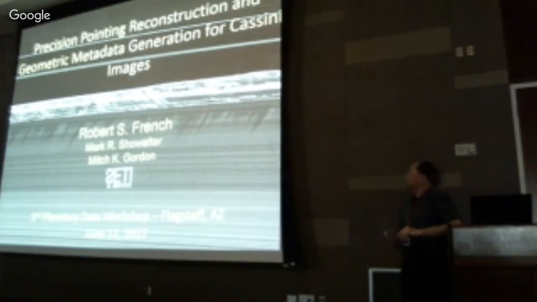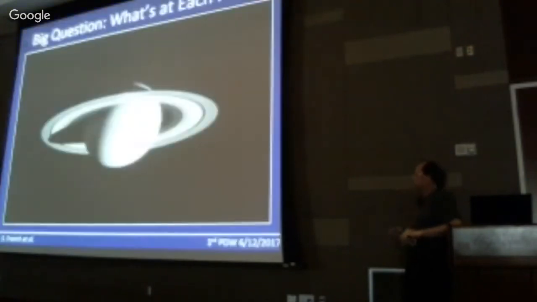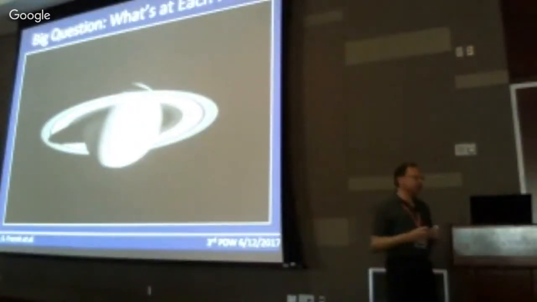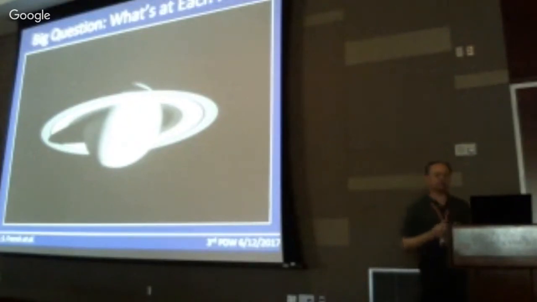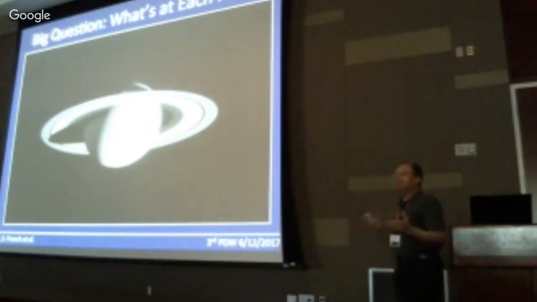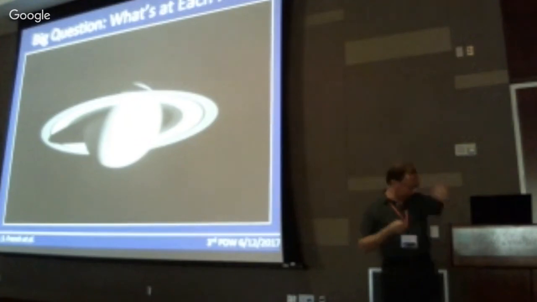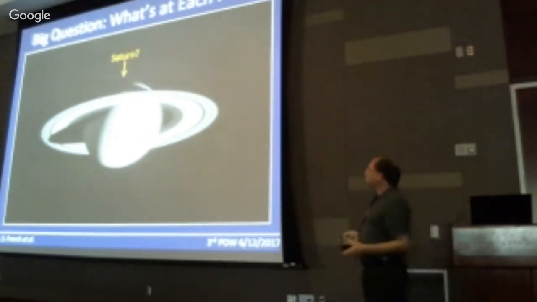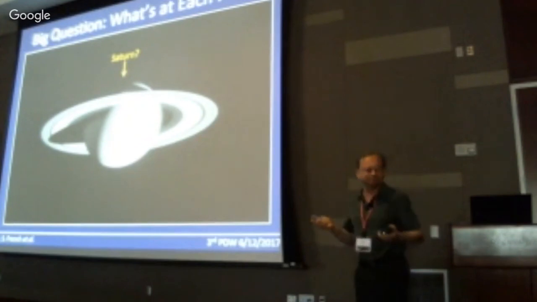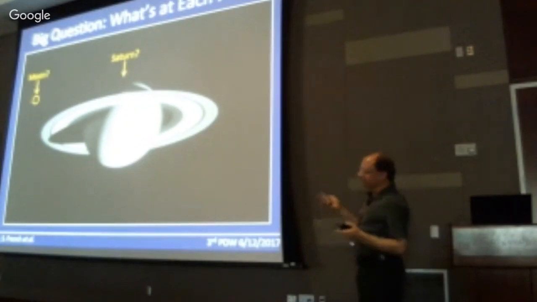Finally, we're trying to answer the big question that pretty much every scientist needs to answer when they're doing research. And that is, when you have an image, and in particular for every pixel in this image, you may be asking a very simple question like, is this Saturn? You may be asking, there's this dot over here in this corner.